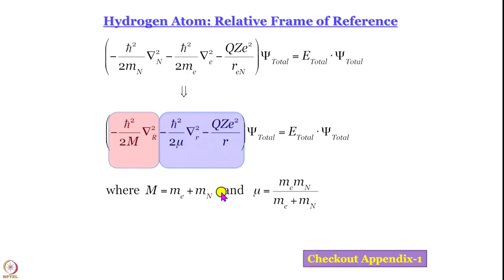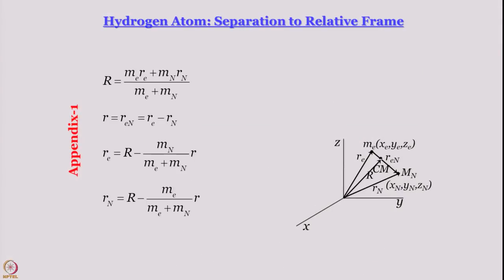So, the second and third terms together are in relative coordinates, and they talk about the movement of the electron with respect to the nucleus. The first term, in a different colored highlight, is for the movement of the center of mass. So, the Hamiltonian is nicely separated into two parts, one for the center of mass, one for the electron with respect to the nucleus. How? This is how.